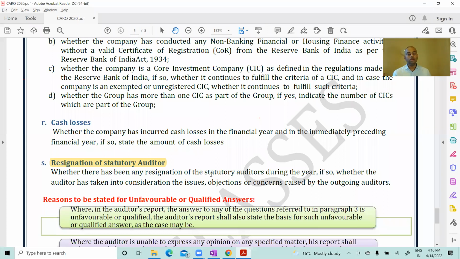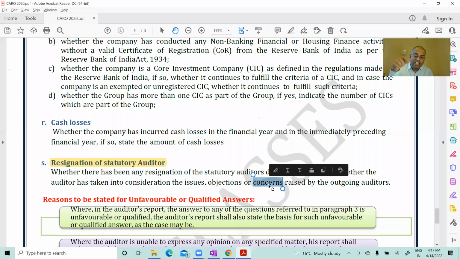So what is the background? One statutory auditor resigned. Then in his place, I came. What am I supposed to do? Whether there has been any resignation of statutory auditors during the year, which is a very big issue. If so, whether the auditor has taken into consideration the issues, objections, concerns raised by the outgoing auditor.